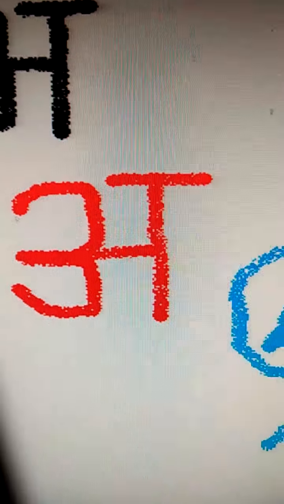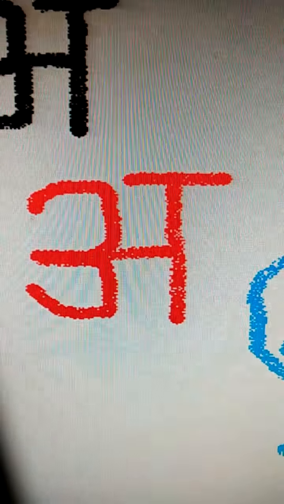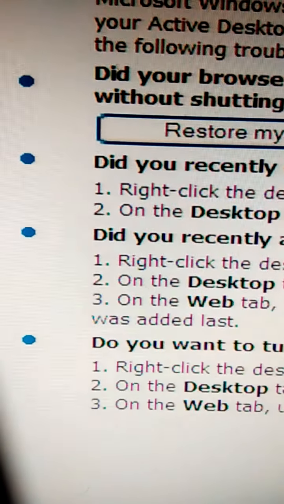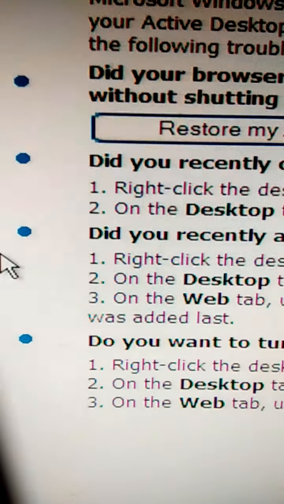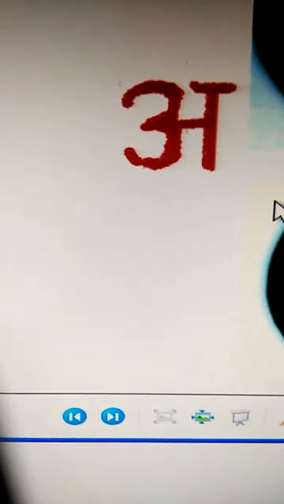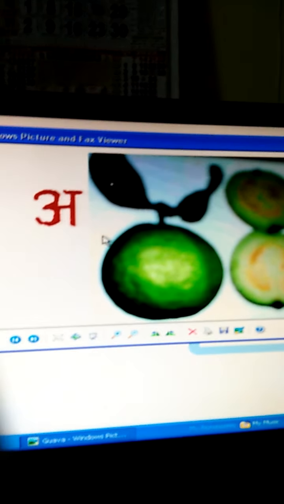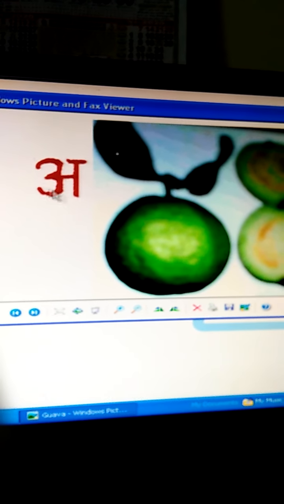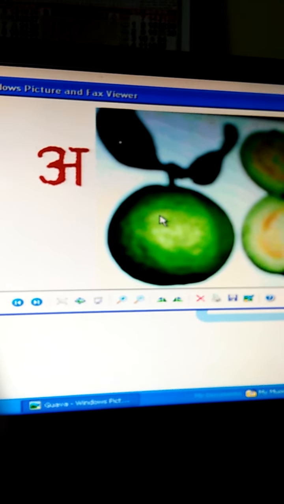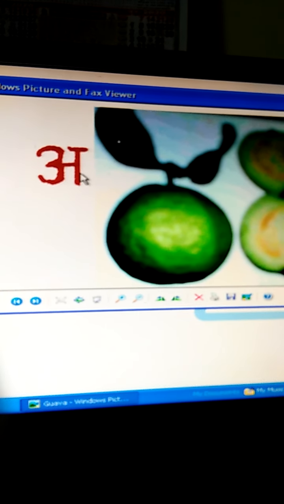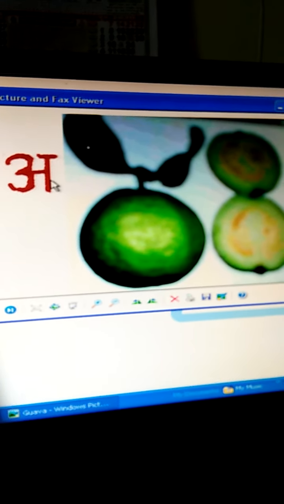Now see the picture of Amrud. This is the picture of Amrud. A for Amrud.